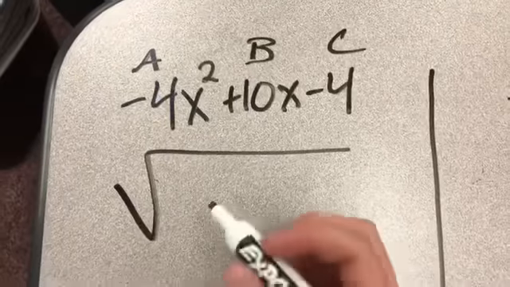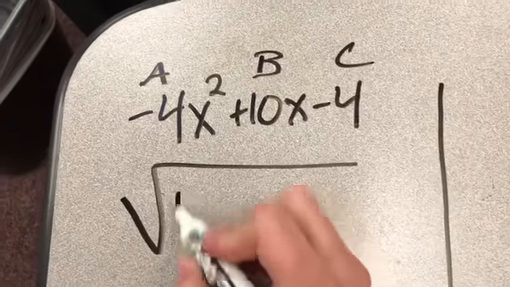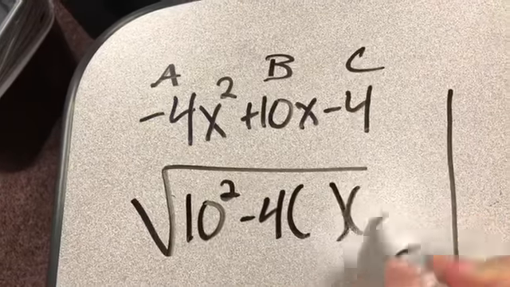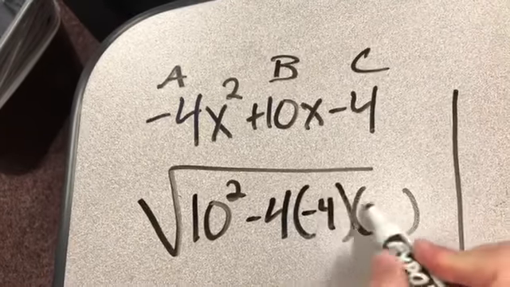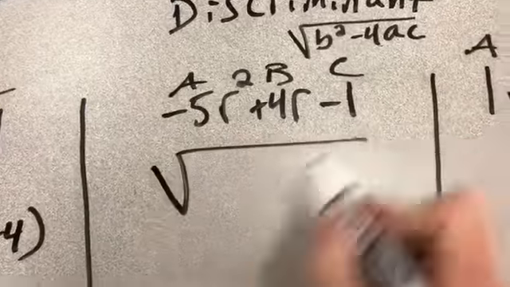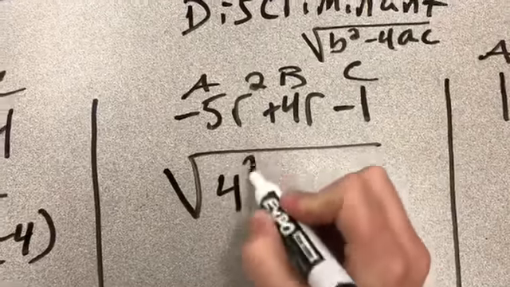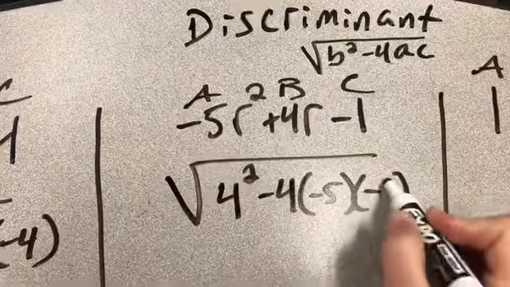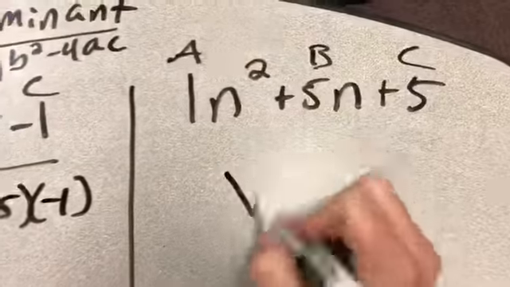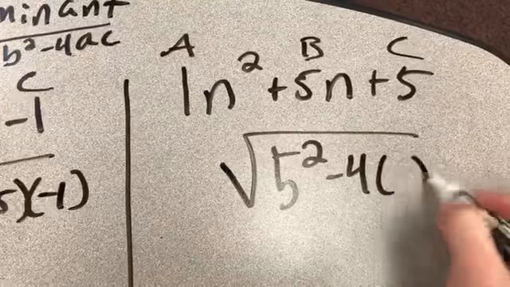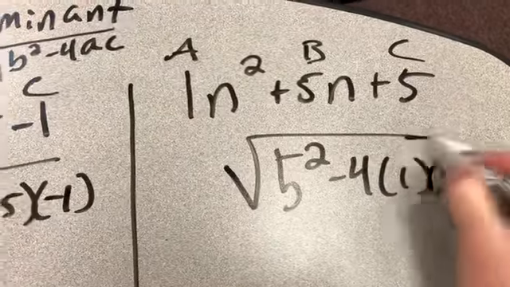So we're going to do the square root of b squared minus 4ac, so we're going to see 10 squared minus 4 times a times c. In this case, a and c are the same. And we'll set up this one as well. B squared minus 4 times a times c.